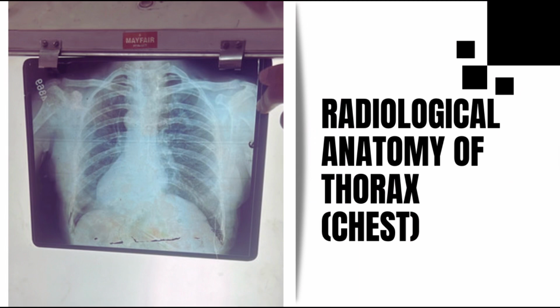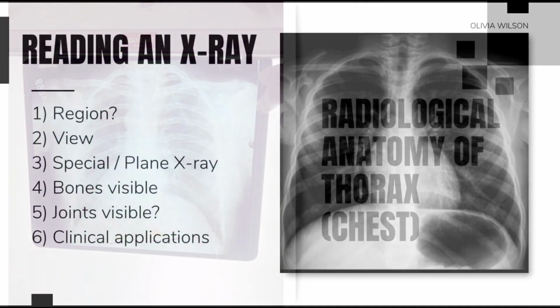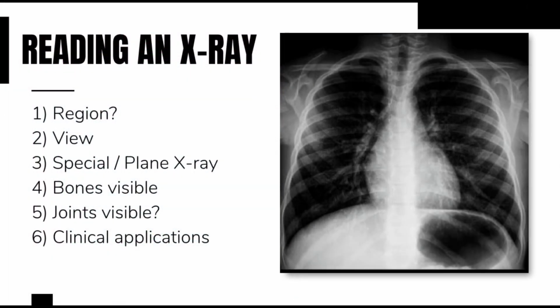Radiological anatomy of thorax, which is commonly known as X-ray chest. When you're reading out an X-ray during your viva, you have to keep in mind the following points. You have to talk about the region to which the radiograph belongs. For example, if it is of the shoulder region, you have to say that it is of the shoulder region.